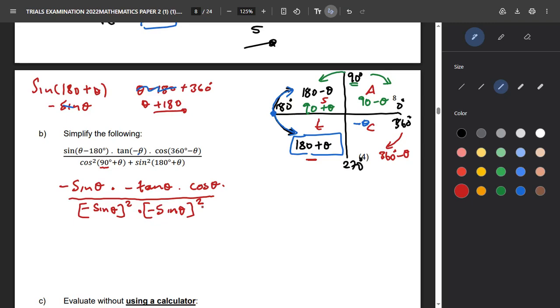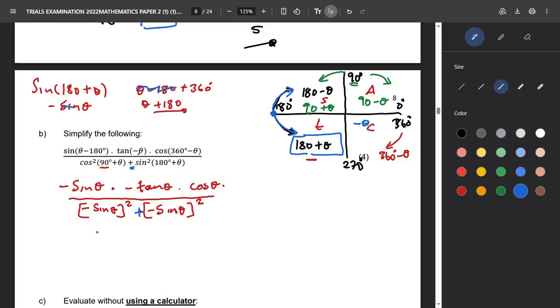Is this making sense? Oh, this is not a multiplication, it's addition. You see this part here, it's addition, so I need to say plus.